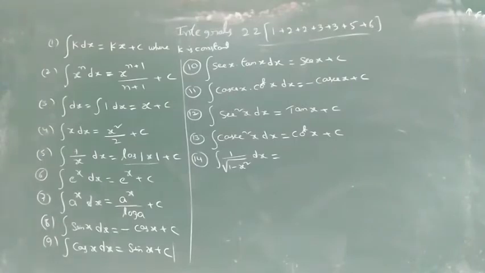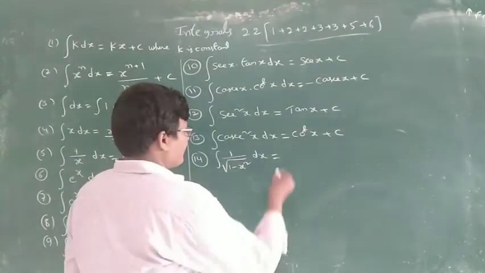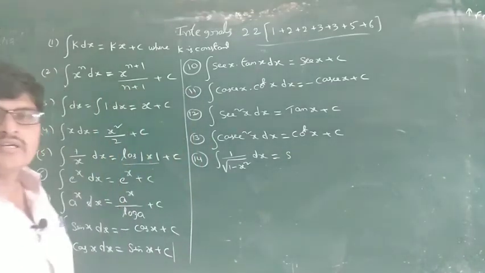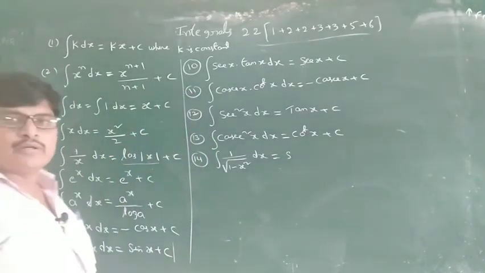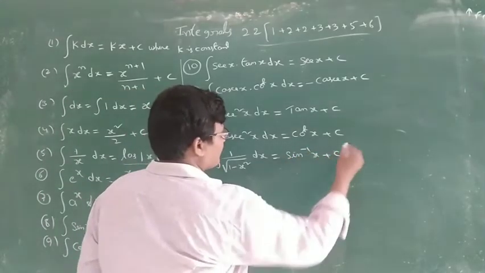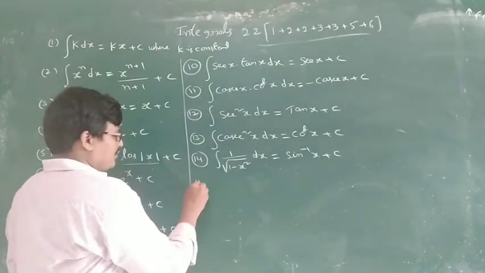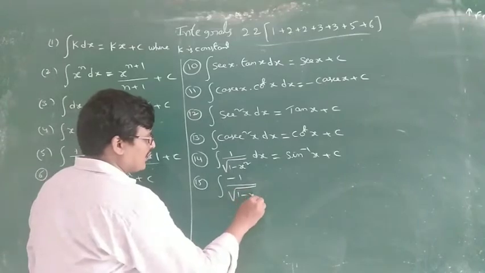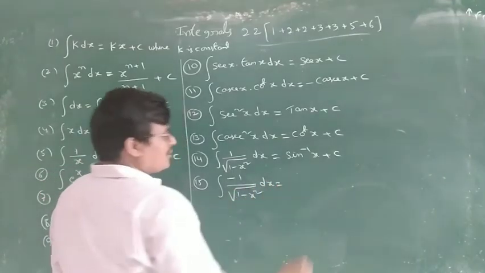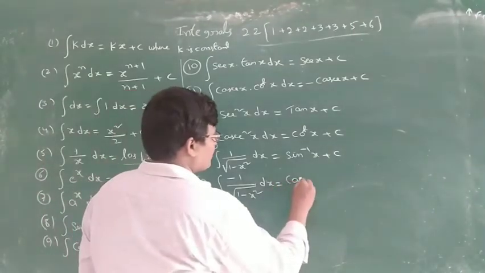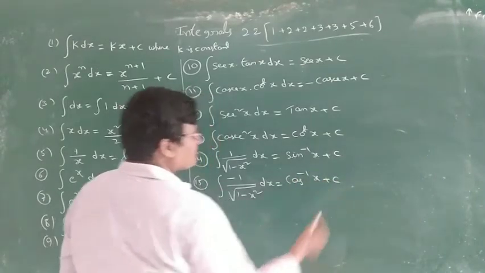Integral 1 by root of 1 minus x square dx is equal to sin inverse x plus c, since the derivative of sin inverse x is 1 by root of 1 minus x square. Next, integral minus 1 by root of 1 minus x square dx. The derivative of cos inverse x is minus 1 by root of 1 minus x square. So this is cos inverse x plus c.